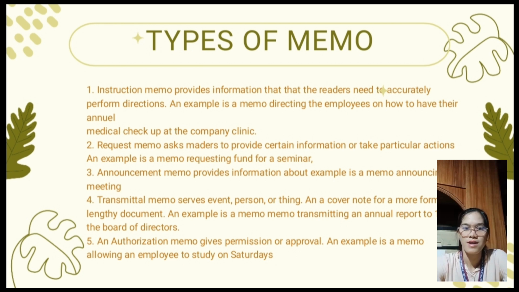Number 3. Announcement memo provides information about an event or person. An example is a memo announcing a meeting. 4. The transmittal memo serves for transmitting an annual report to the board of directors. 5. An authorizing memo gives permission or approval. An example is a memo allowing an employee to study on Saturday.